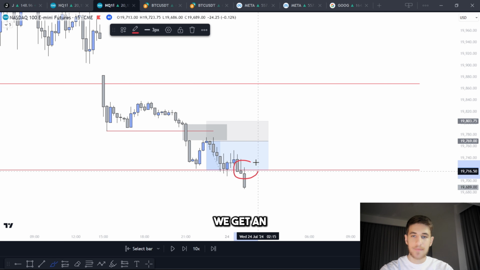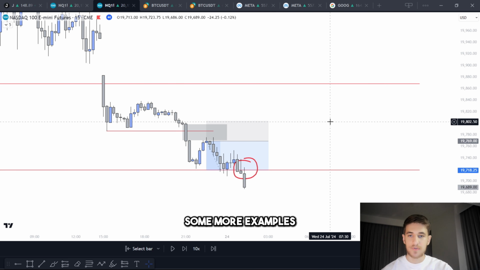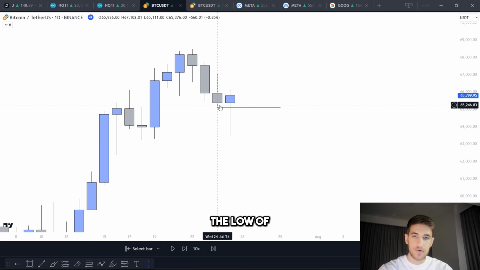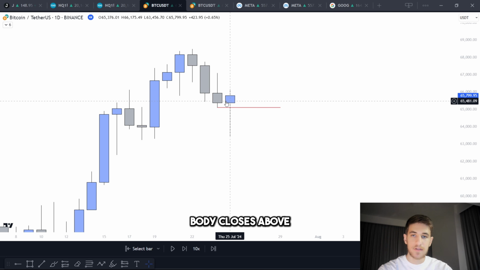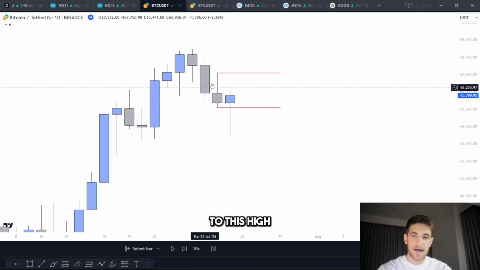So right here we get an absolutely perfect move down to the lows using that concept. So let's take a look at some more examples so you guys see it a little bit more clearly. So here we are on the daily time frame once again, and what do we see? Price takes out the low of this candle, and the colored part of the candle, which is the body, closes above the low. So now I automatically understand that price wants to move to this high of this candle.